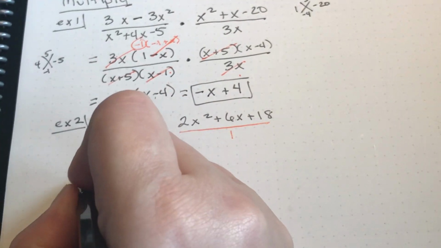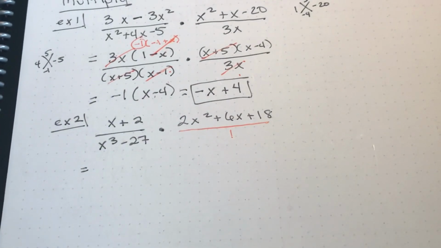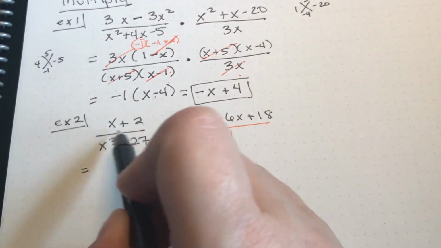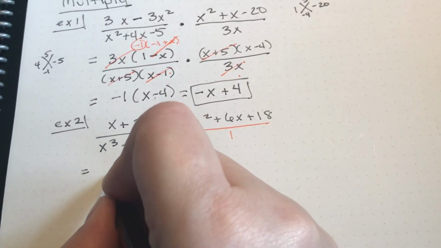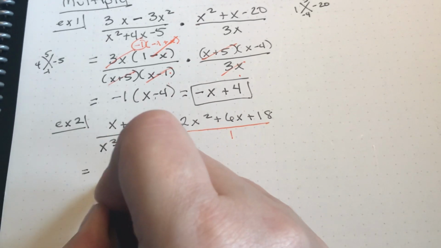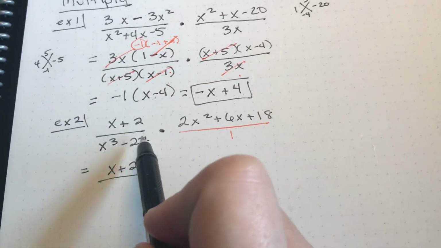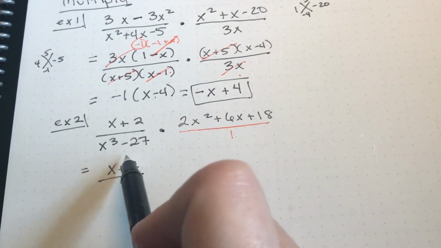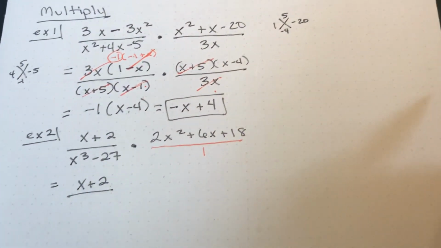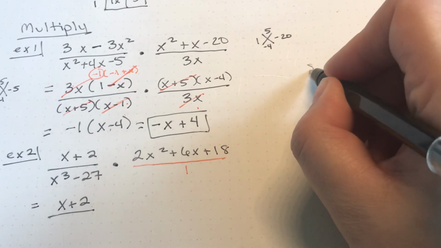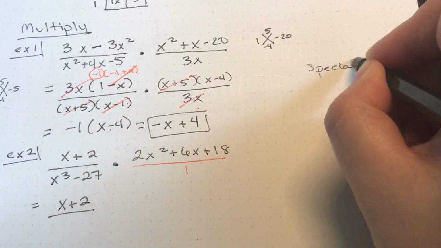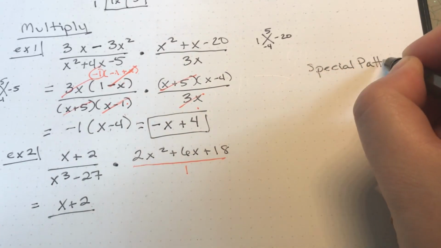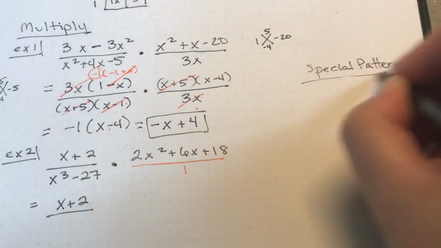All right, so I'm going to factor first. This numerator, there's nothing I can factor, so that's going to stay the same. This denominator is a difference of perfect cubes, so I'm going to use that pattern. And let's over to the side here just quickly review all of our special patterns. This is a good time to do that.